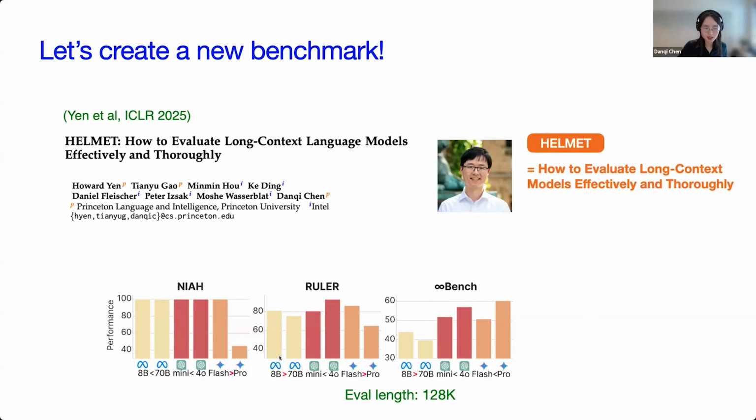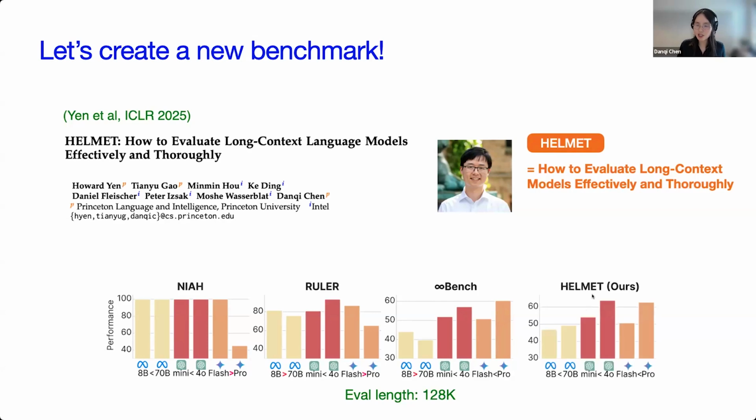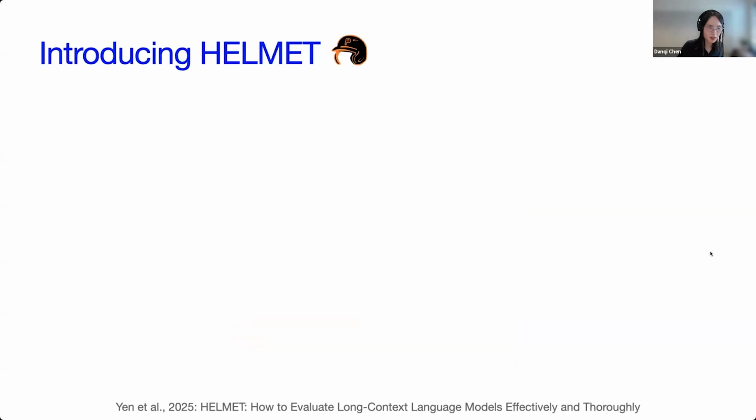For example, you can see that the performance of the Llama 8 billion model is better than the performance of the Llama 70 billion model on both benchmarks. And Gemini Flash is better than Gemini Pro on the RULER benchmark. We found this kind of unexpected. In contrast, we tested these models using our own HELMET benchmark, and the results are pretty much aligned with what we expected among these model rankings.